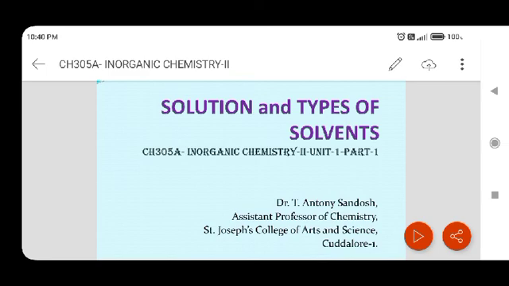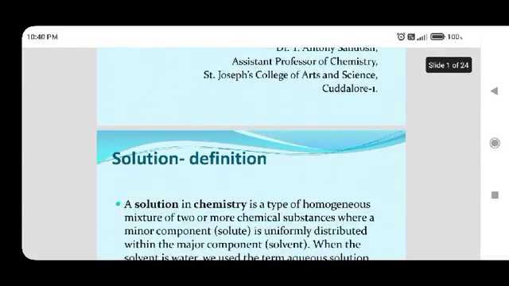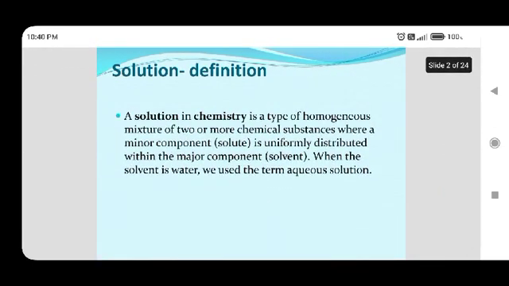I would like to teach a topic for second BSc Chemistry students. The subject code is CH305A, Inorganic Chemistry 2. In the first unit, we have solution and types of solvents. Now let us discuss what is solution.